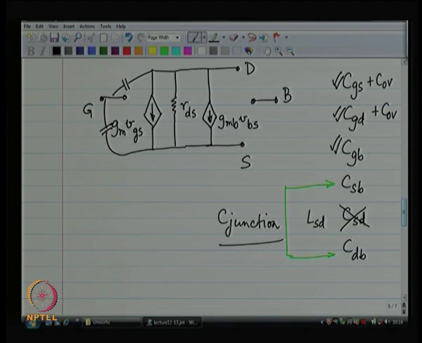So, let us do a quick recap. We had discussed the MOSFET and all the different possible capacitors: CGS, gate to source, C gate to drain, C gate to body, C source to body, C drain to body and C source to drain, right. Of these we were proceeding one by one. We evaluated C gate to source and gate to drain capacitances, right.